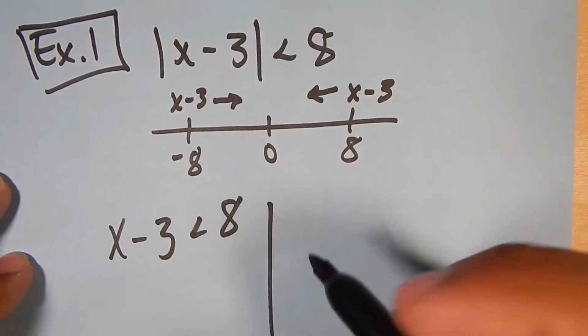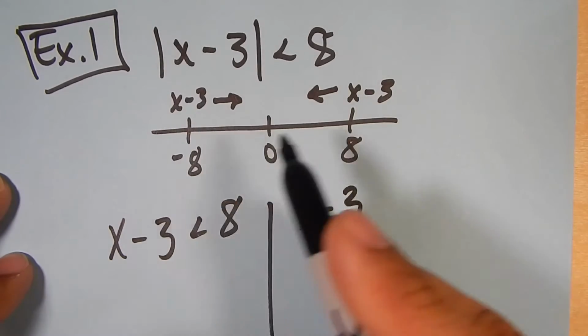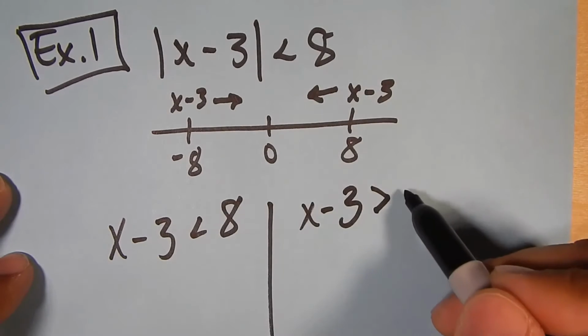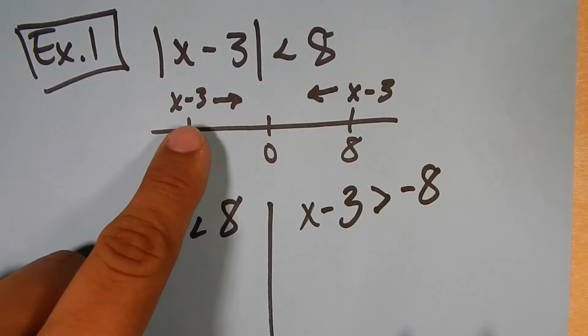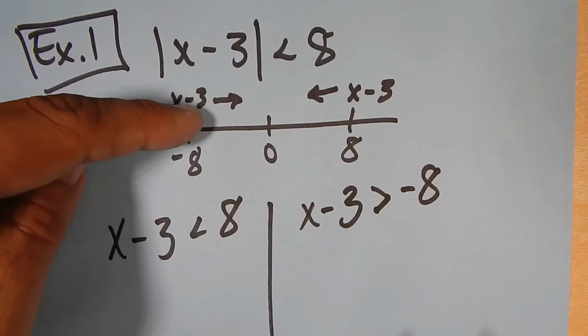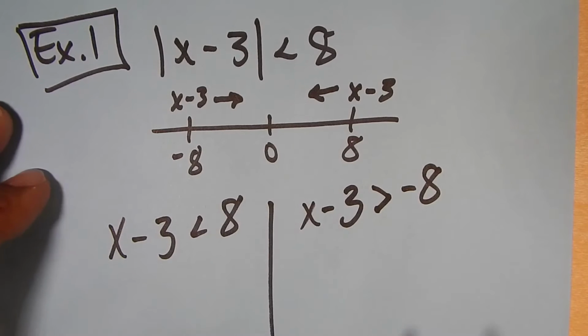We're going to keep this x minus 3 because we always keep the stuff that's in there. This is going to switch to greater than, and this is going to be a negative 8. Now, if you don't remember that, as long as you remember the distance, you can remember which direction you're shading. This is to the right of negative 8. So that's what this says. Shade the stuff to the right of negative 8.